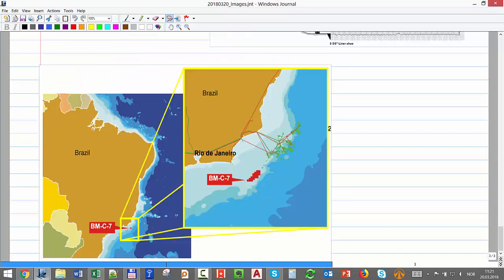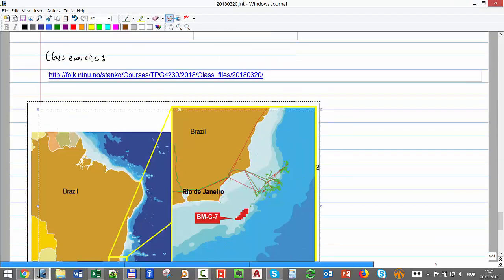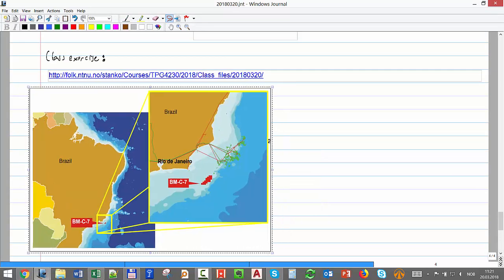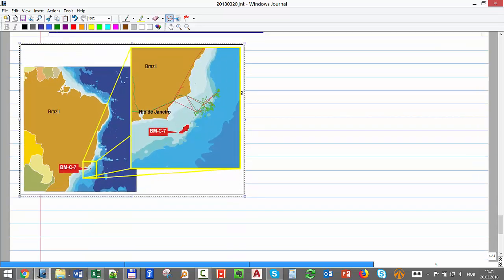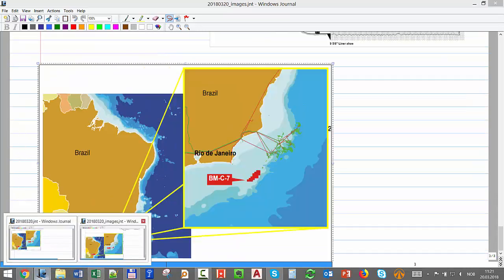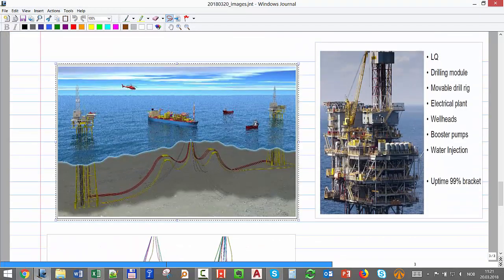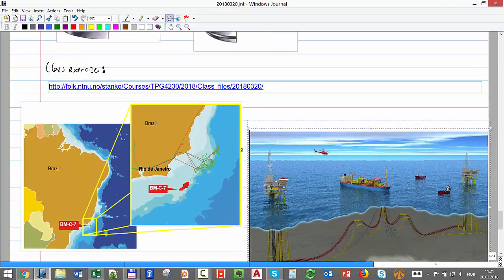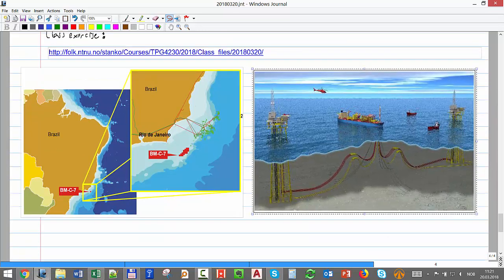Okay, so going back to our example, we're going to use real values from a real field called Peregrino, offshore Brazil. If you haven't been to Brazil, I hope you have the chance to go. Nice place. When? I don't know. You have to ask the institute to take you to Brazil. I don't have money, so I cannot take you, but maybe the institute has. I don't know. I think they're going on a trip, right? The first class, they're going on a trip.